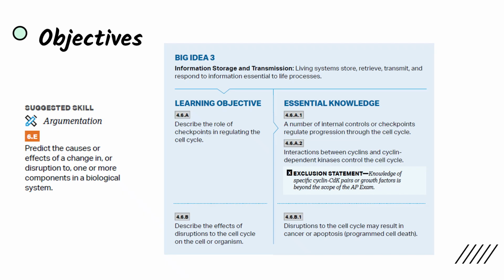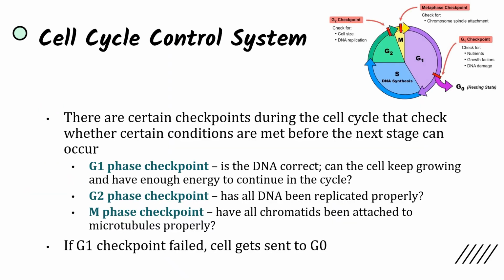And our suggested skill is argumentation 6E, predict the causes or effects of a change in or disruption to one or more components in a biological system. So the cell cycle control system consists of primarily three checkpoints that check whether certain conditions are met before the next stage can occur. First of all, there's the G1 checkpoint right after G1 that checks, is the DNA correct?